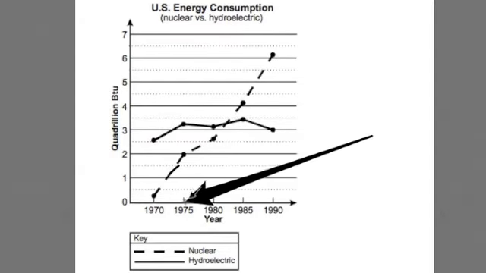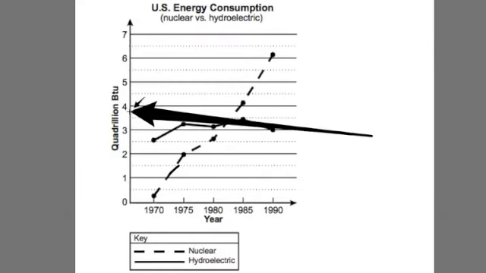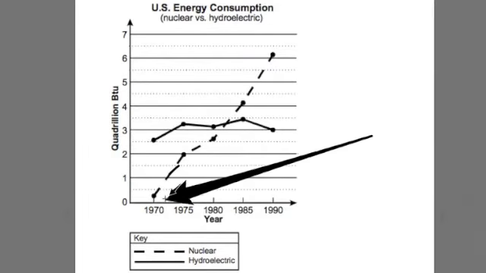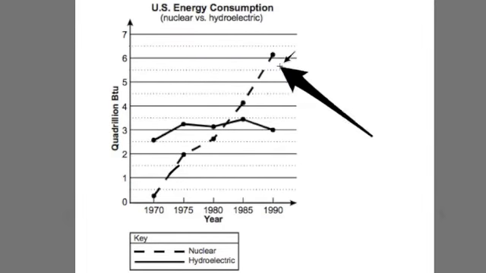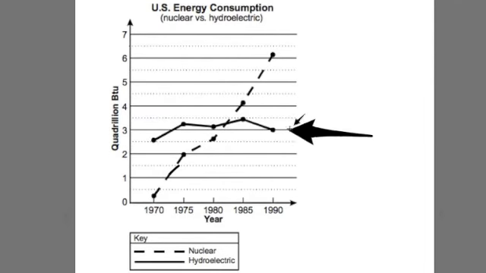On the x-axis, you have years. And on the y-axis, you have the amount of energy being produced. And then what is this dotted line and this straight line? Well, you go to the key. The dotted line is the nuclear consumption. The straight line is the hydroelectric consumption. Okay. Now, before I even read the question, what kind of observations can you make?